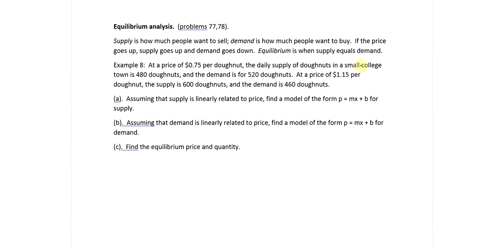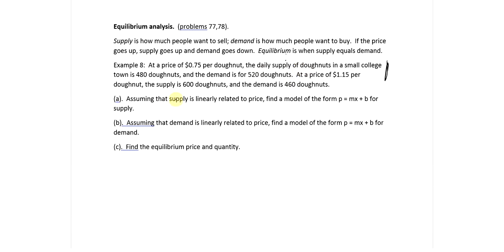And the idea behind market analysis for economists is that markets try to get to equilibrium. They try to have supply equals demand. It doesn't always work in the real world, but in theory, it's nice. So here's a problem. When price is 75 cents a donut, in a small college town, the supply of donuts is 480, the demand is 520. If the price goes up to 115, the supply goes up to 600, 480 to 600. The supply people want to sell more, but the demand drops from 520 to 460. Right? People want to buy less donuts.